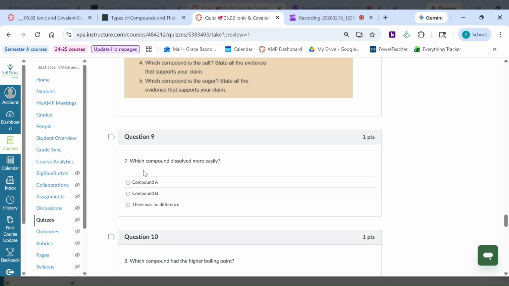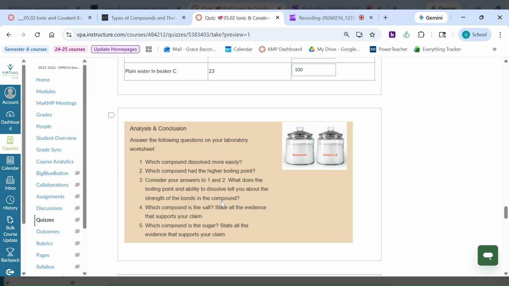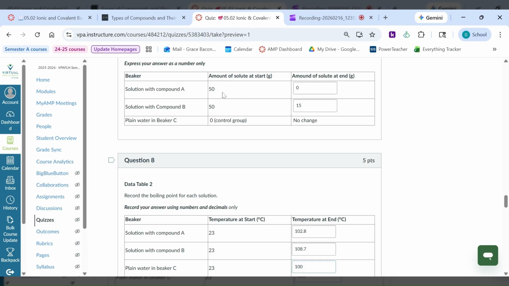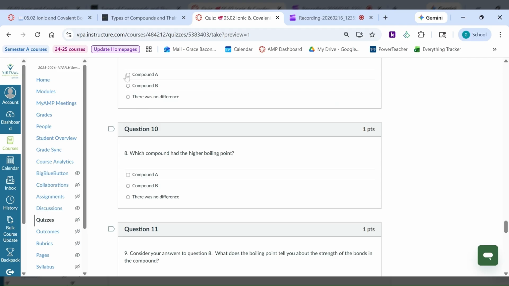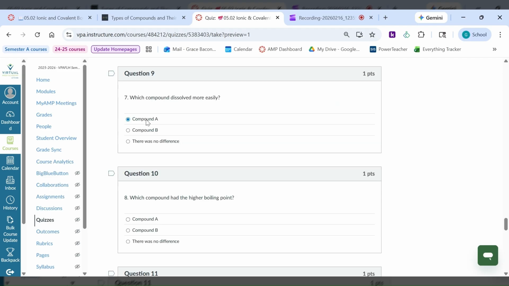So first it asks which compound dissolved more easily. I'm looking back and I'm saying, okay, well, solution A dissolved completely, all 50 grams. Solution B, most of it dissolved, but some was left over. So I'm going to say solution A, or compound A, dissolved more easily, since there was still some compound B left over.